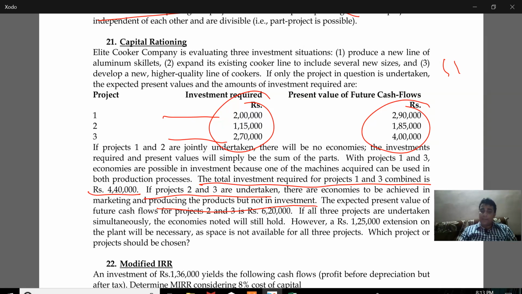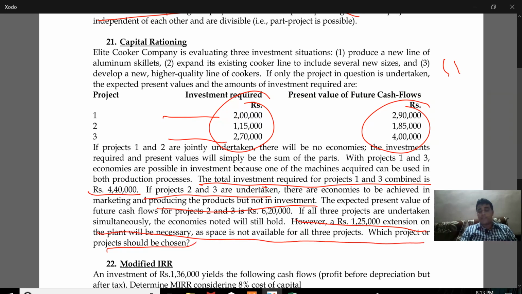If all the 3 projects are done simultaneously, the economies noted will still hold good. However, a 1,20,000 extension on the plant will be necessary. Which project or projects should be chosen? This is the kind of analysis which states what project do I undertake. Again, I'll have to do something called a combination analysis. So let me take you through this now.